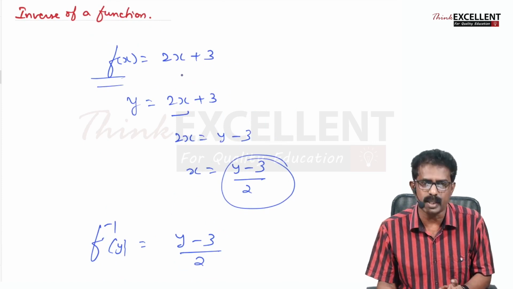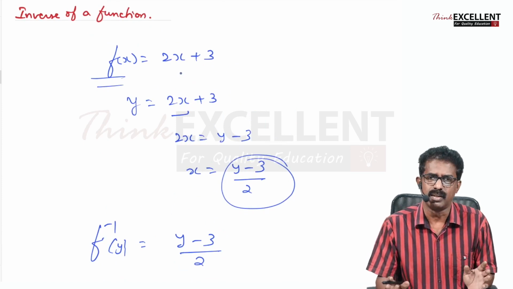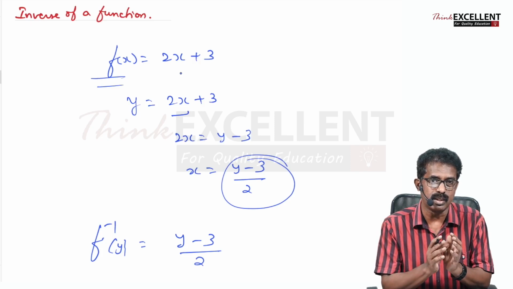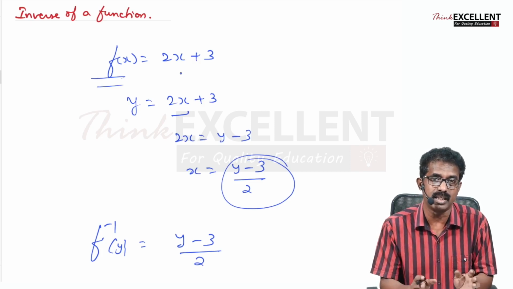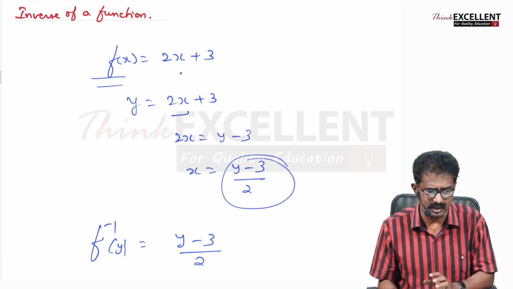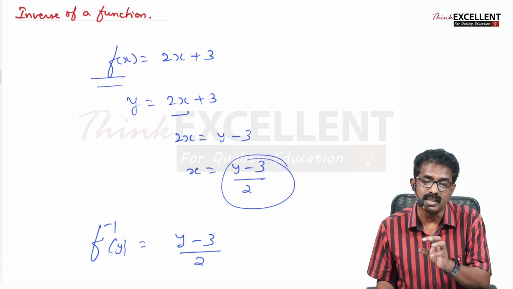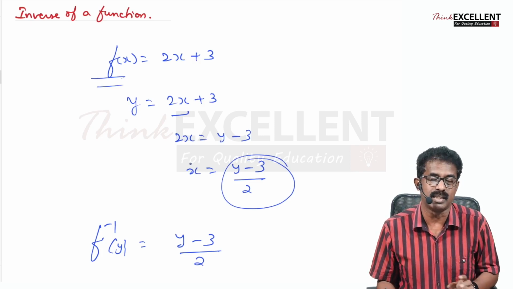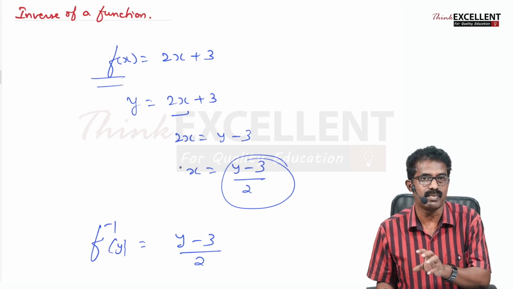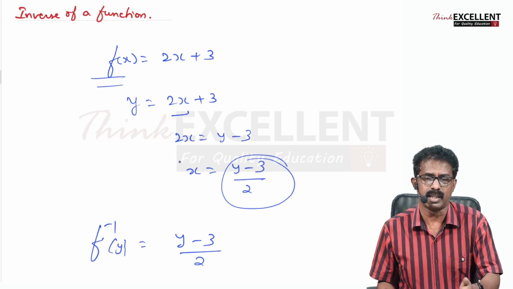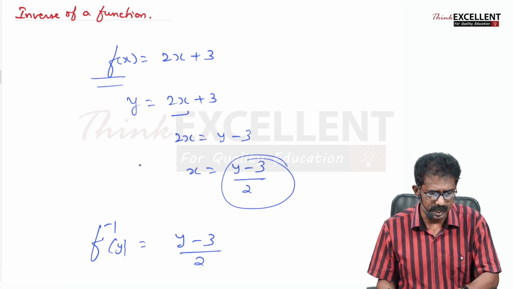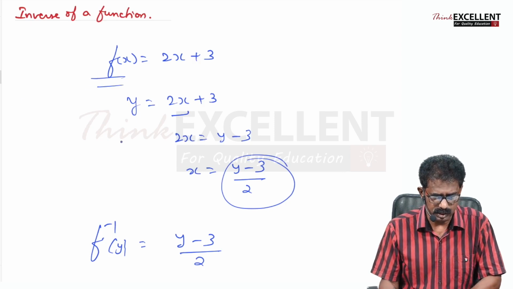Suppose f of x is 2x plus 3, any function. To find the inverse, you take f of x as y first. Then from that relation, you find x. Now x is a function of y, and that is the inverse of f. Since it is a function of y, we are writing f inverse of y, but you can change the variable, right? So therefore, f inverse of x is obtained by replacing y by x. So this is the basic thing.